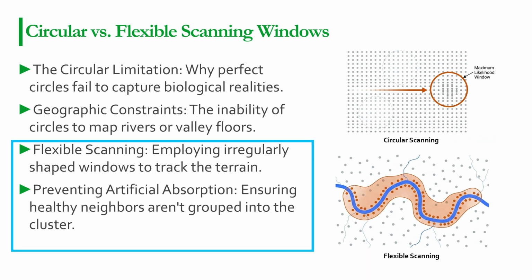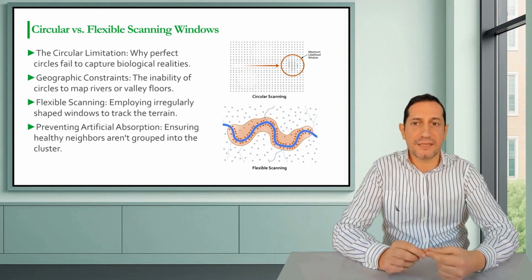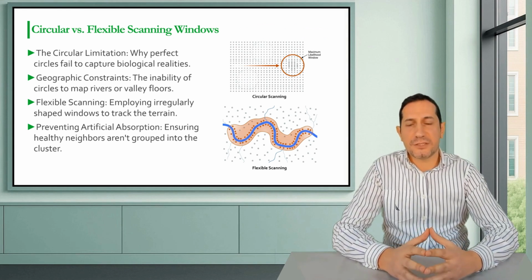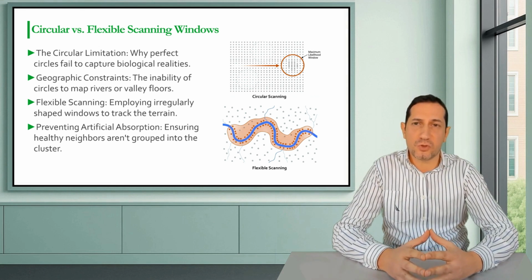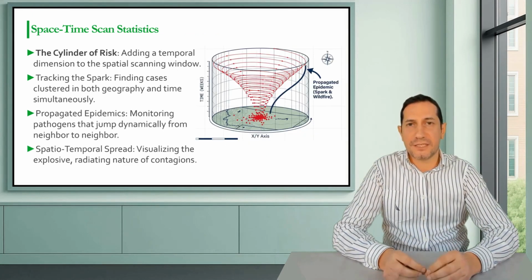To address this, modern spatial epidemiology uses flexible scan statistics. These methods allow irregular window shapes that can follow real terrain and connect adjacent areas based on true geography, not just distance from a center point. The result is a cluster that better matches the likely transmission pathway while reducing false inclusion of nearby but unexposed locations. Disease does not exist only in space, it moves through time.